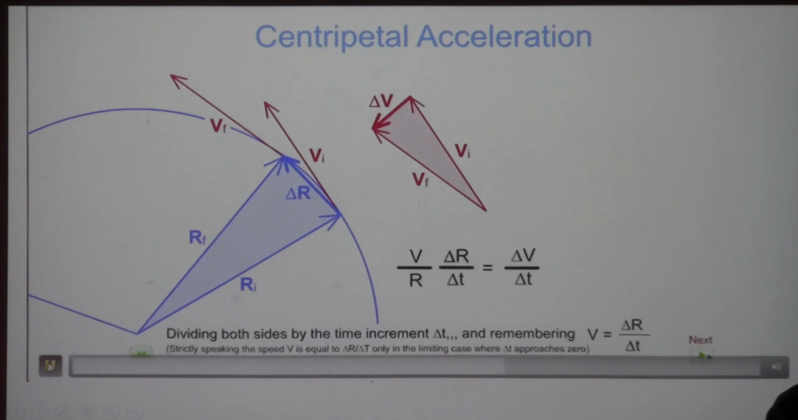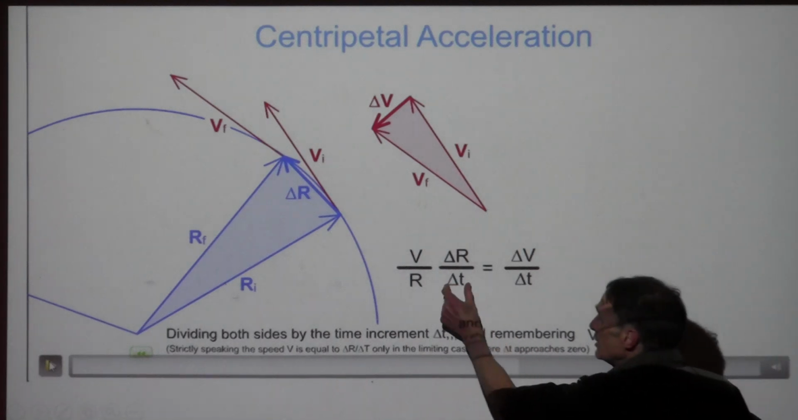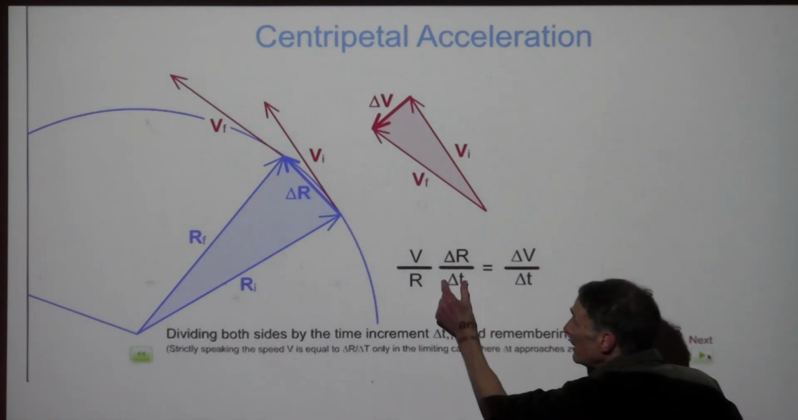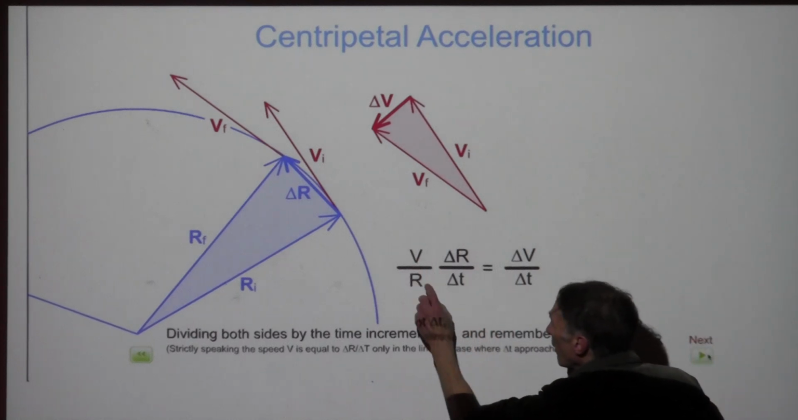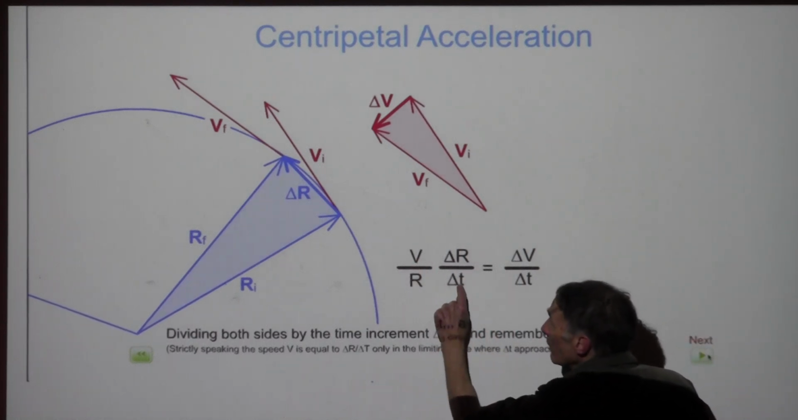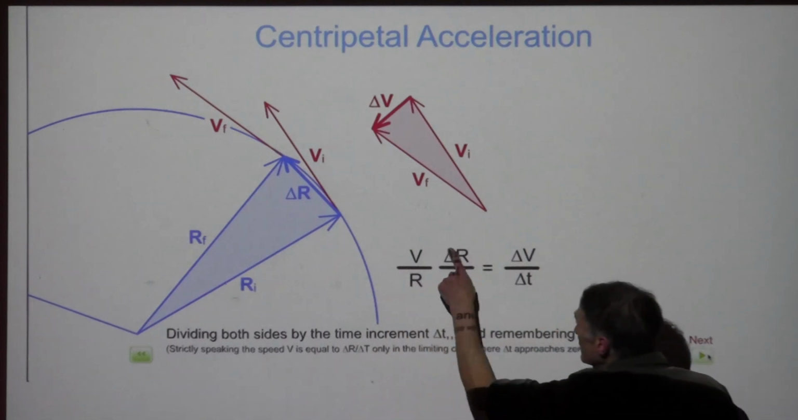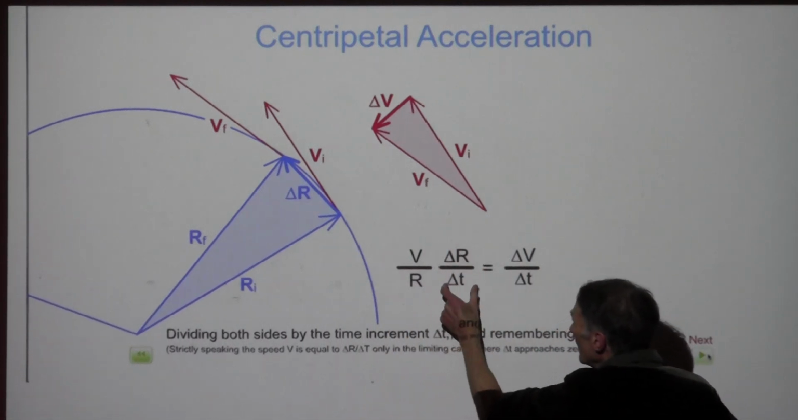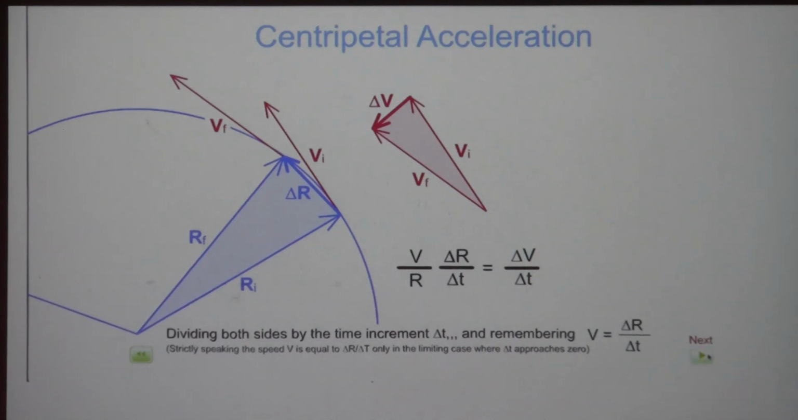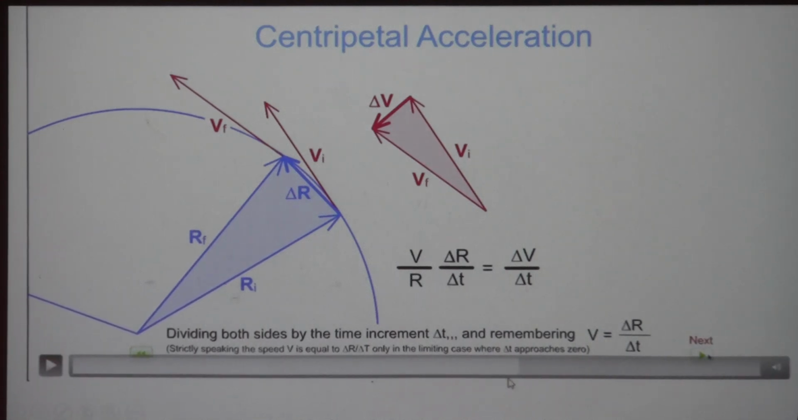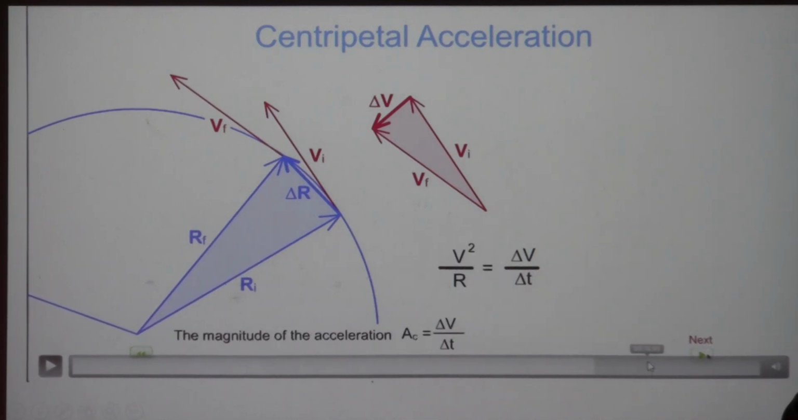Okay. And then just solving for these things, and then dividing by this delta t. Again, we're going to take the limit as delta t approaches 0. We're going to have a V over R, and delta R over delta t, that should be just the velocity. And so we're going to end up with a V squared over R. Yeah, again, V squared over R.